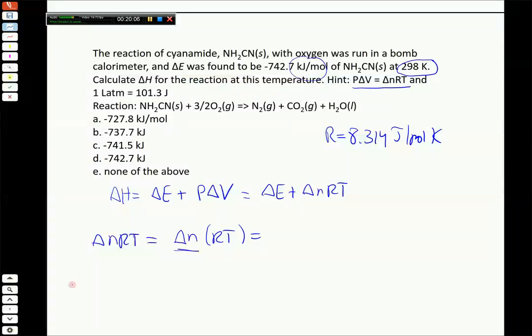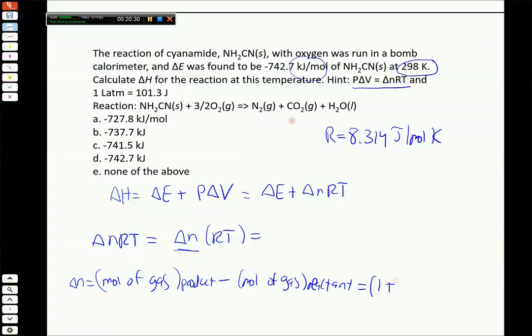So delta N is going to be the moles of gas on the product side minus the moles of gas on the reactant side of our chemical equation. So on the product side we have 1 mole of N2 and 1 mole of CO2. And then on the reactant side, the only gas we have is O2, but it has a coefficient of 3/2. So it's going to be plus 0.5. That's our change in number of moles of gas.